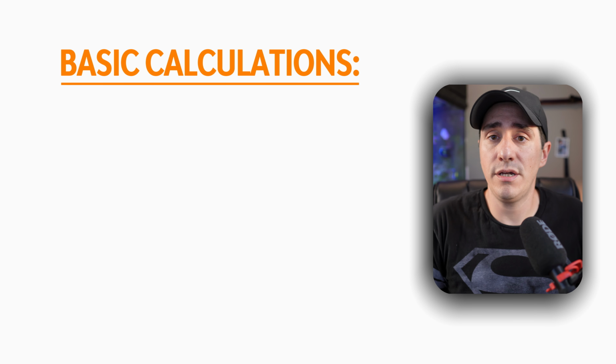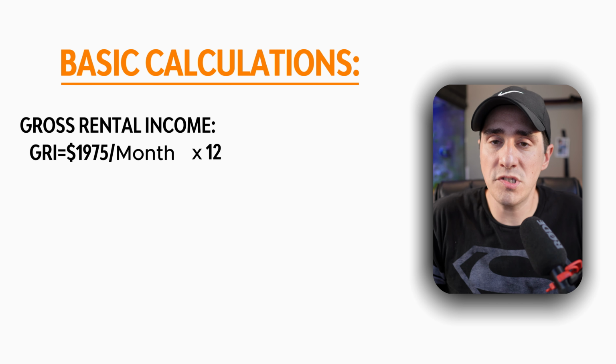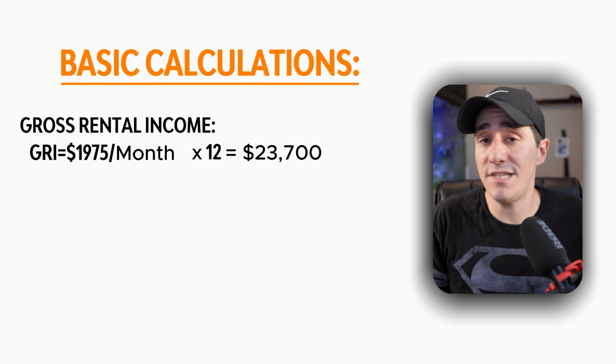Okay, so based on all these numbers that I just showed you, let's calculate some of the key pieces of information to analyze this deal. The very first thing we want to start with is what's called the gross rental income. In this case, I was able to get this thing rented out for $1,975 per month. This number you want to multiply by 12 to get a yearly number, which in this case is $23,700.